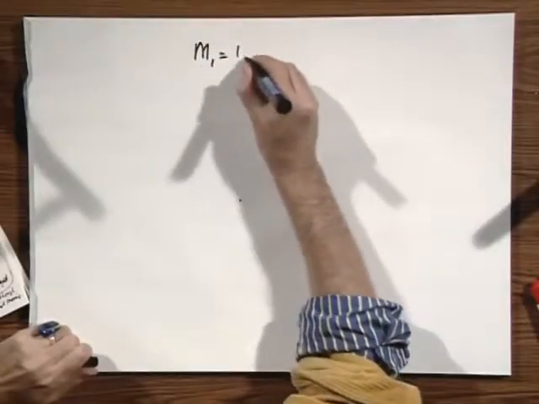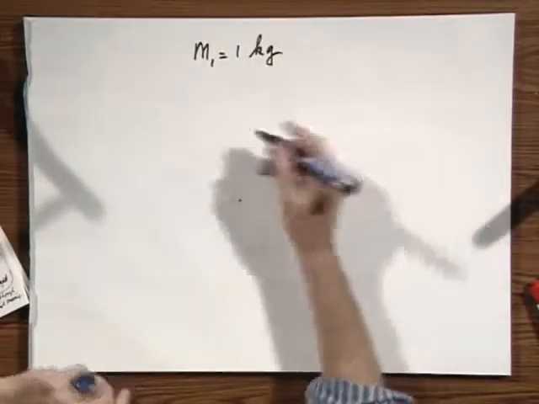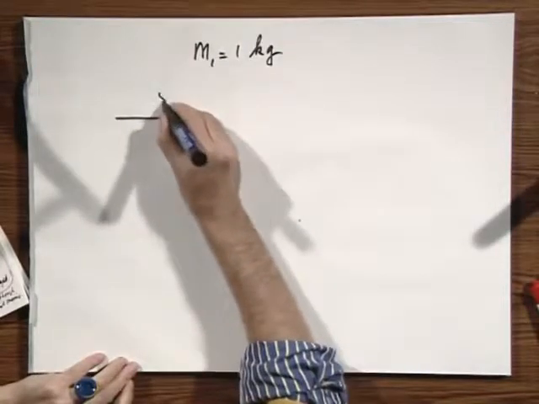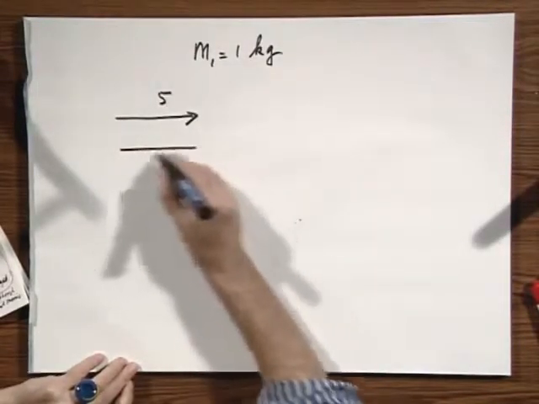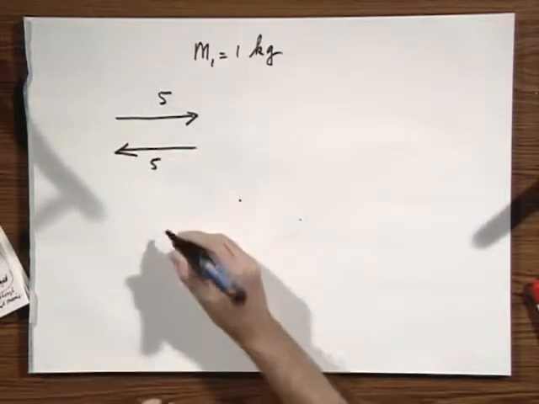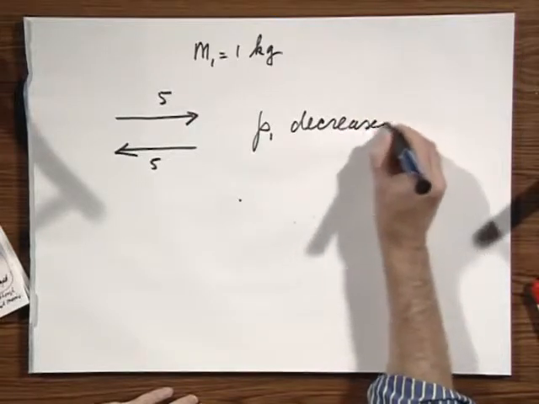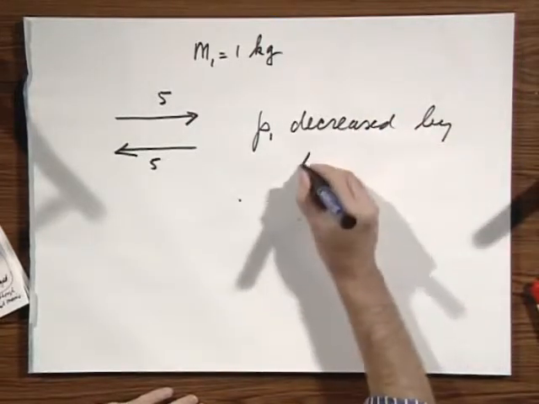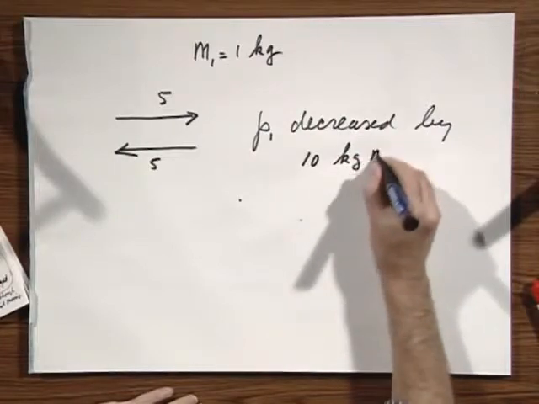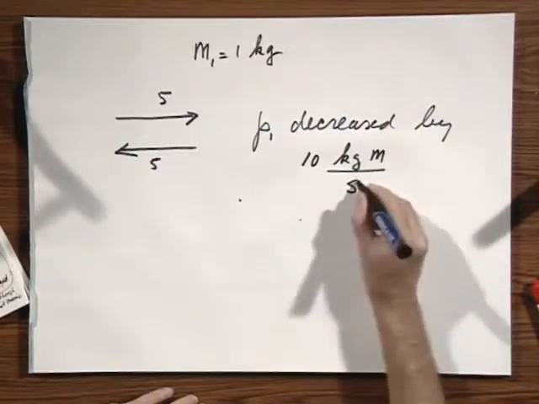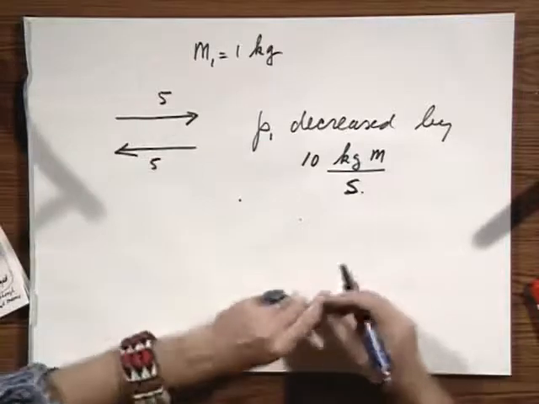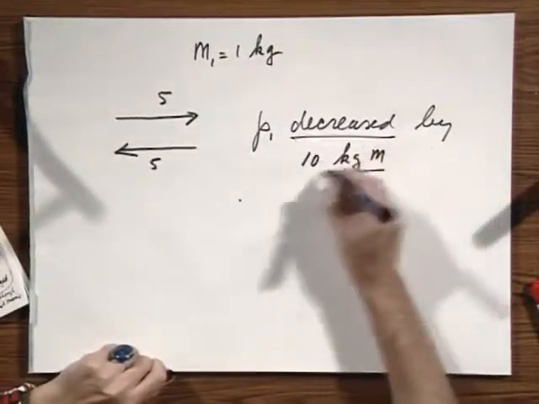But let's now look at the situation of the momentum, and I'll give you some numbers. It's easier to deal with. M1, let's say, is 1 kilogram. That's the ball that bounces off the wall. It comes in with 5 meters per second, and it bounces back with 5 meters per second. In other words, P1 has decreased by 10 kilogram meters per second. It's first in the positive direction, and now it's in the negative direction, so it has decreased by 10.